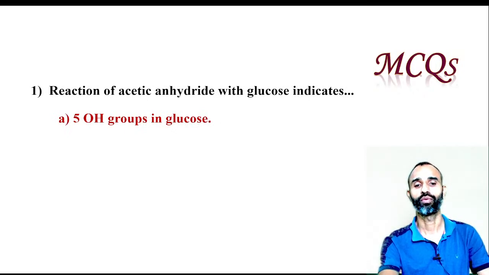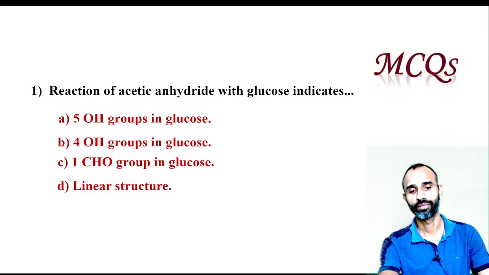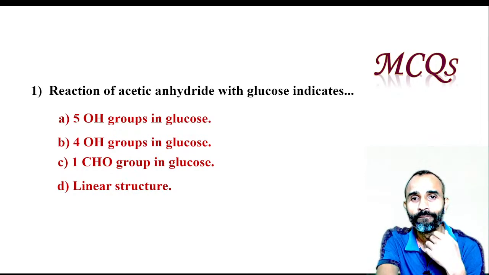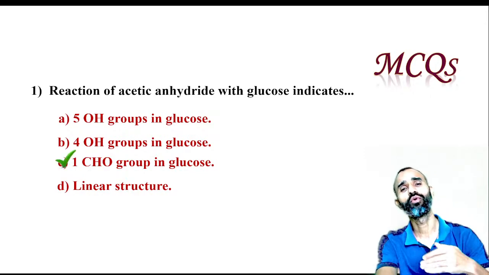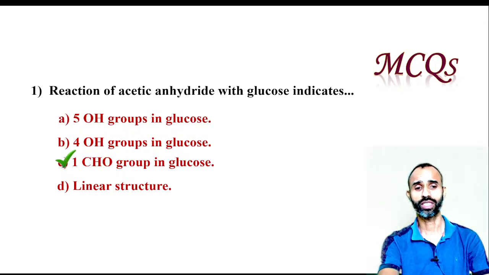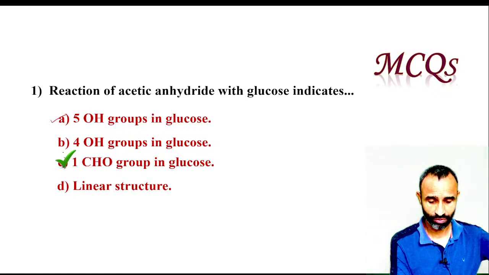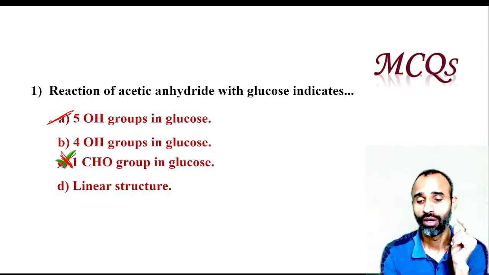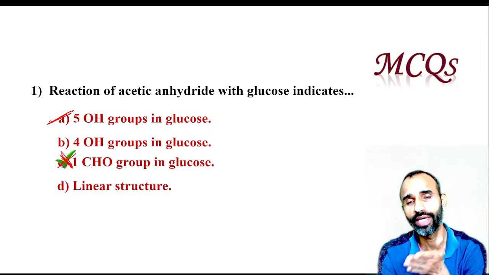Reaction of acetic anhydride with glucose indicates what? Yes, 5 OH groups of glucose and 1 CHO group. Option A: reaction of acetic anhydride with glucose indicates 5 OH groups in glucose, and they should be on different carbons.